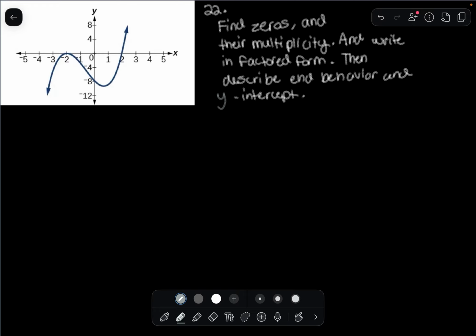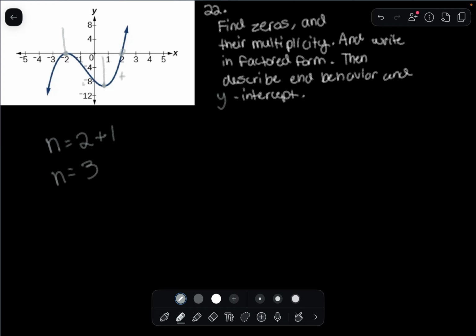Well, we know that a zero is where the function touches or crosses the x-axis, so we have one at -2 and we have one at 2. We also know that the function has two turning points, which is when the slope begins to change from positive to negative or negative to positive, vice versa. So we have one at around 1, and we have one at -2. We also know that the degree of our polynomial is equal to the number of turning points, which is 2, plus 1. So the degree of our polynomial is going to be 3.